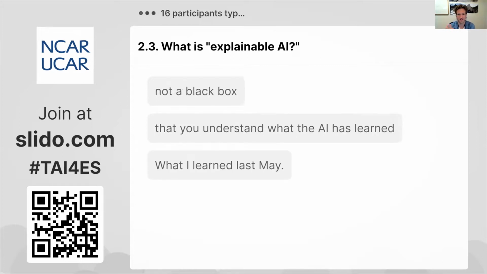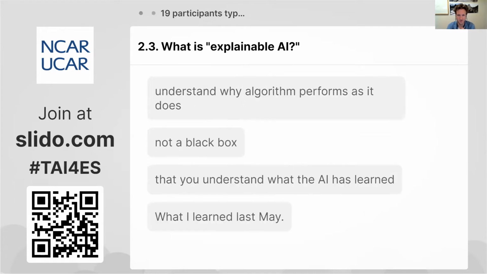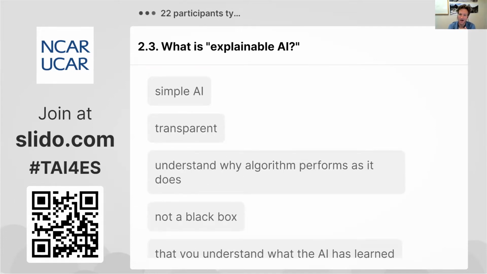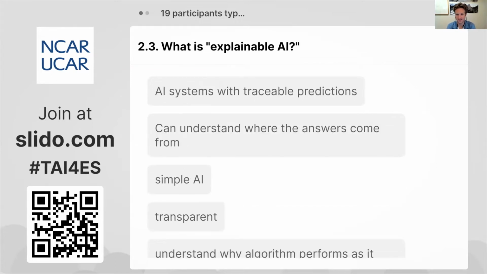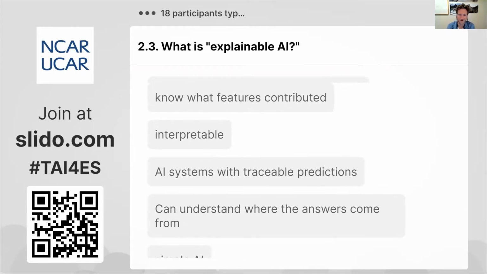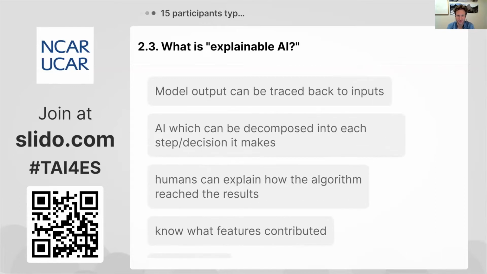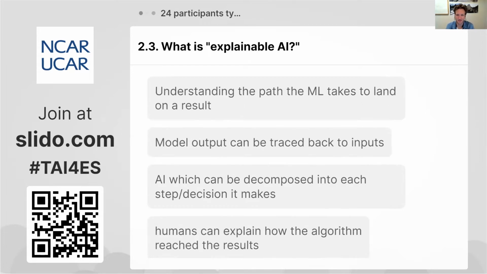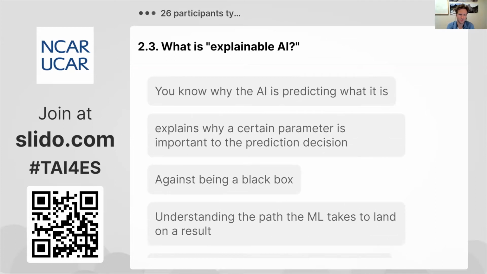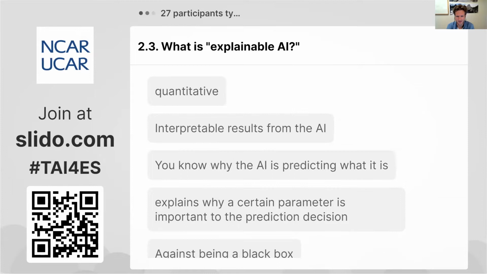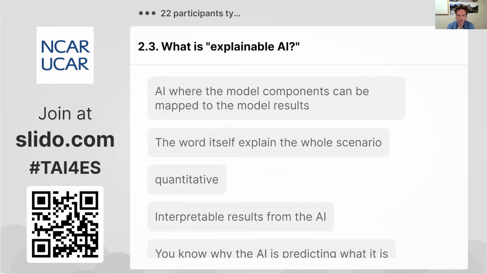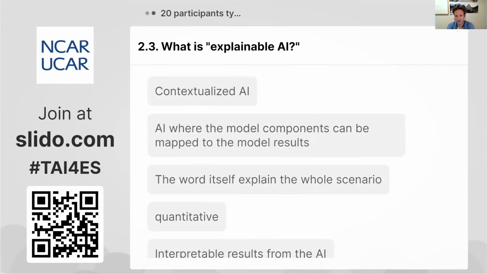All right, so that you understand what the AI has learned. Not black box, transparent. Understand why an algorithm performs as it does. Can understand where the answers come from. AI systems are interpretable, know which features contributed. Humans can explain how the algorithm reached the results. Okay, model output can be tracked back to its inputs, can be decomposed. Okay, again, against being a black box, understanding the steps it takes to land a certain way. You know, the AI is predicting and what's deciding interpretable results.